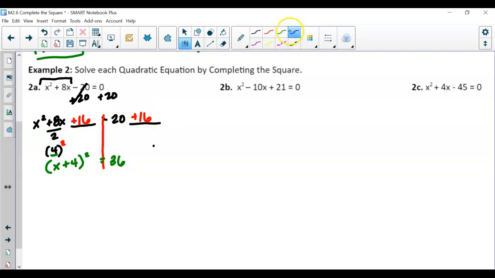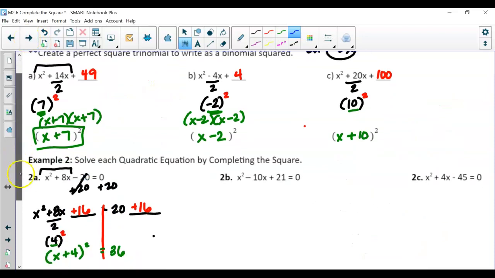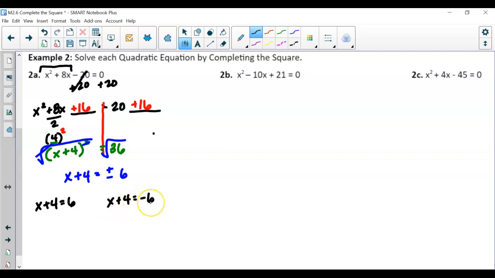Now we're going to solve for x. This should look like those examples that we did in the very beginning. It's the same thing. We now have to get rid of that exponent because this is all grouped together, so we take the square root. So now I've got x plus 4 is equal to the square root of 36, which is positive and -6. So now we're going to set up our two equations. x plus 4 is equal to 6, and x plus 4 is equal to -6.